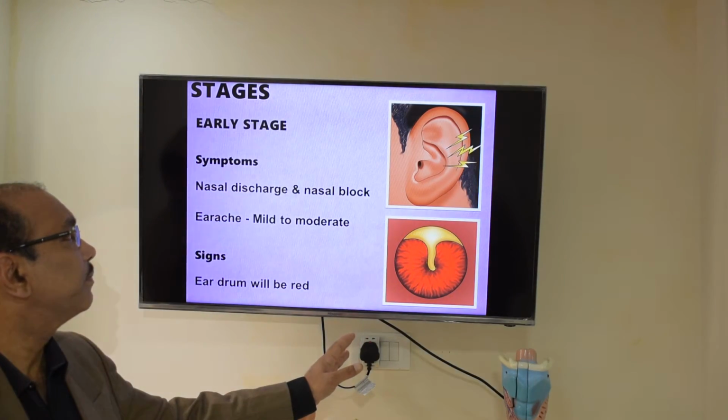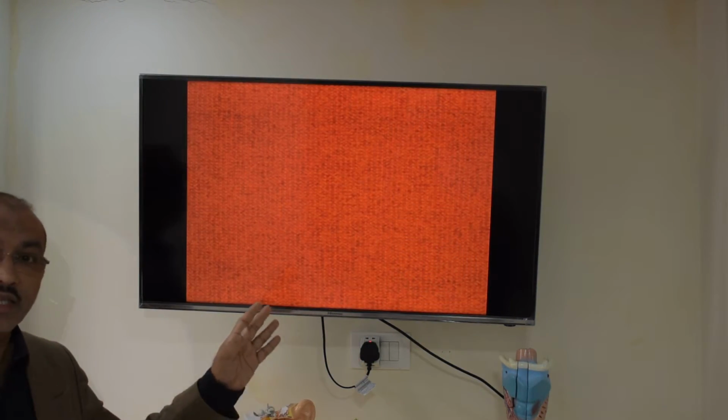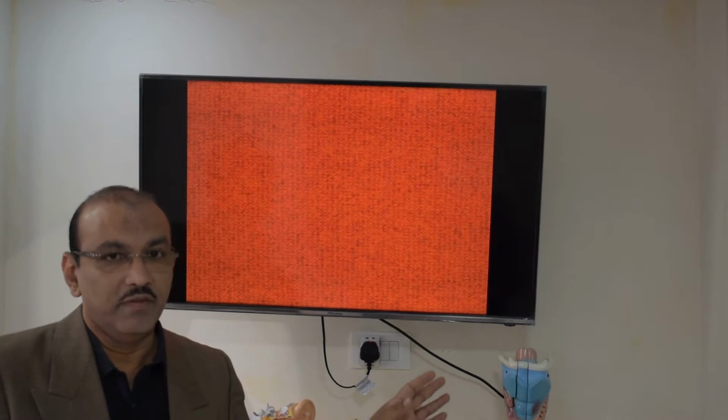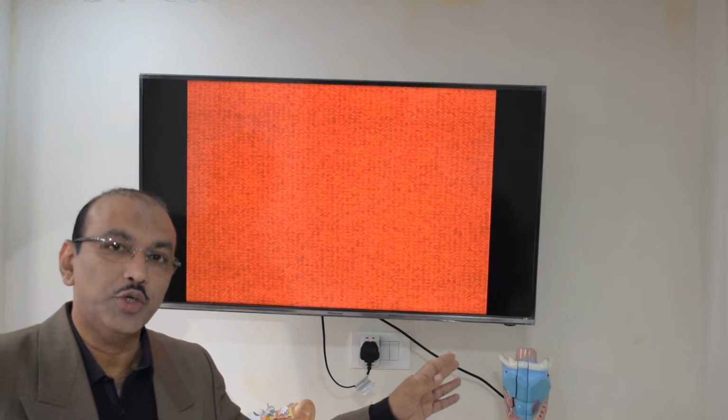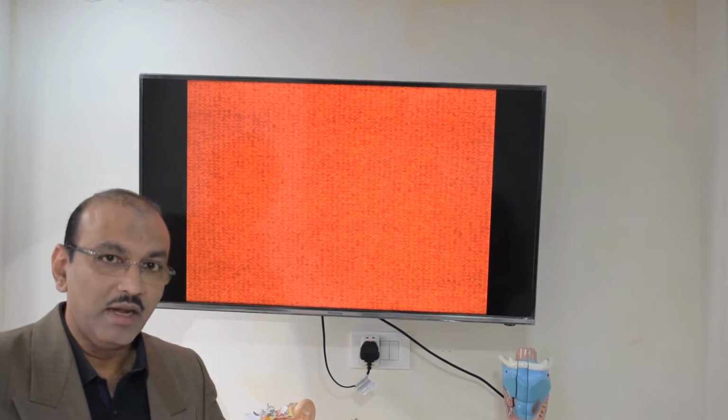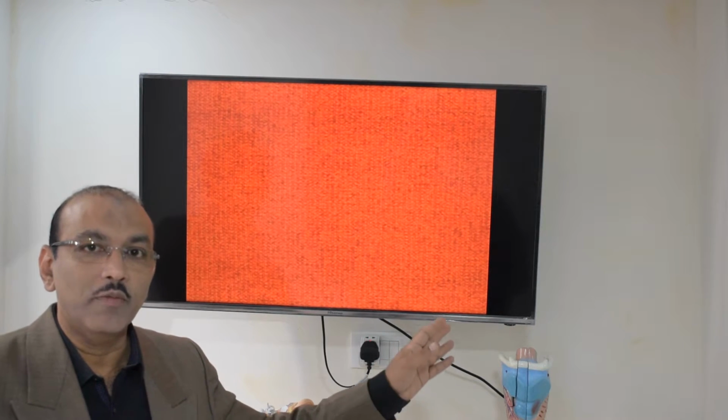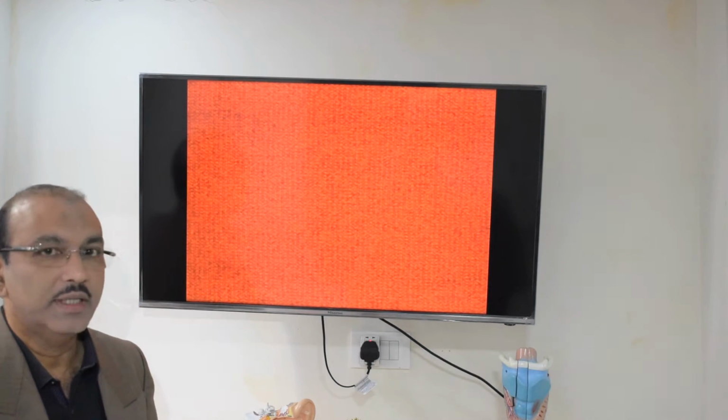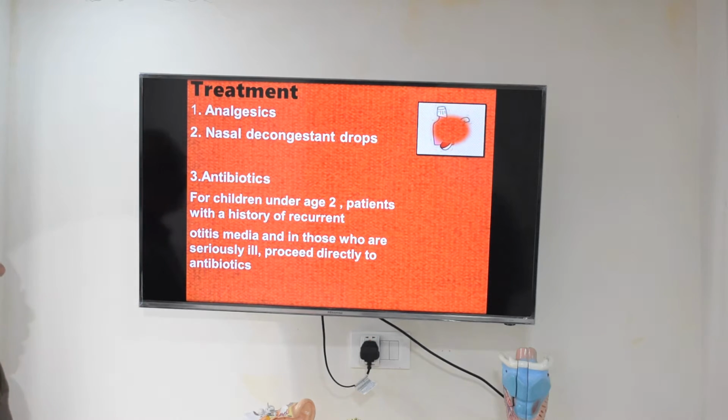So here, at this stage also, we don't need any investigation. We can go straight to the treatment, which is simple again, which is going to be a painkiller along with nasal decongestion drops. That is the treatment for this stage.